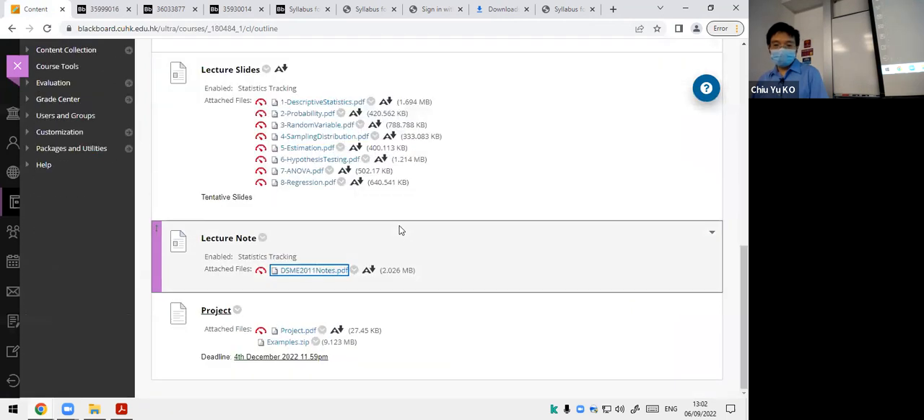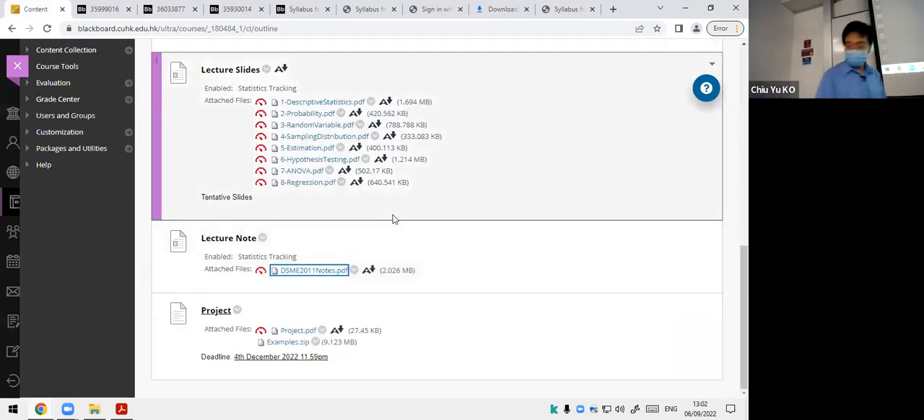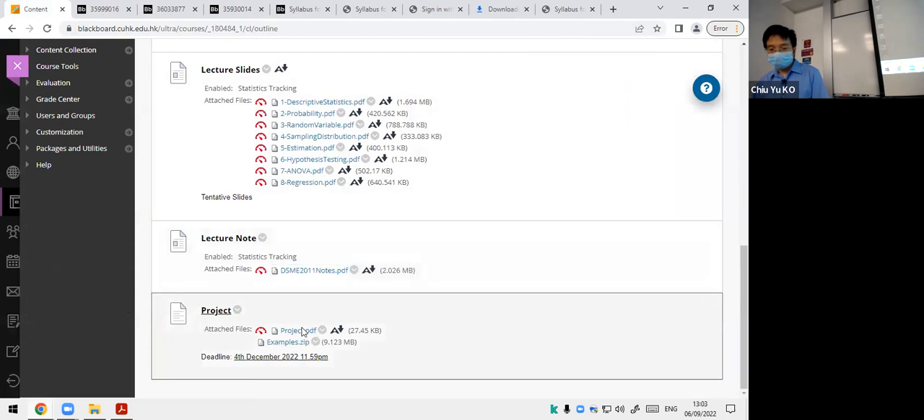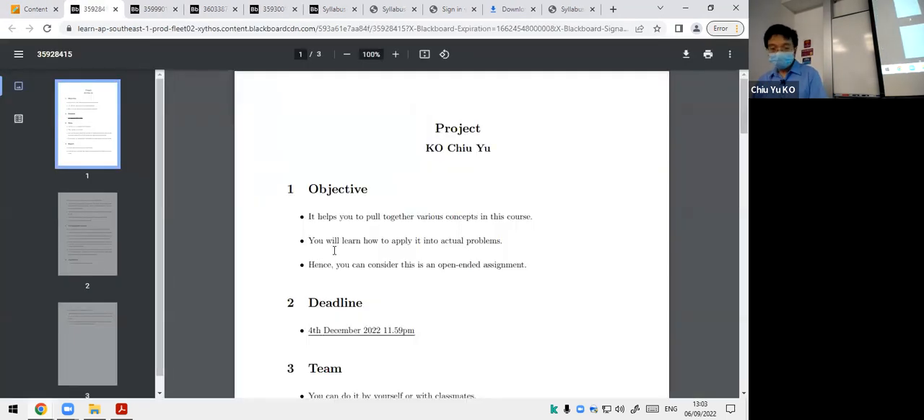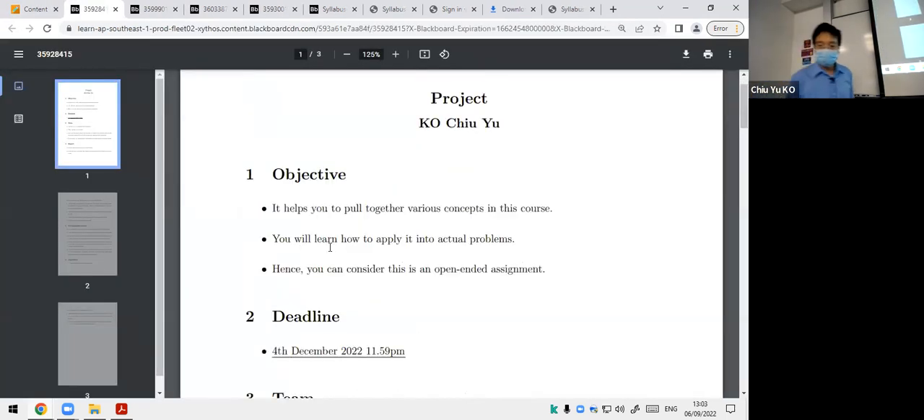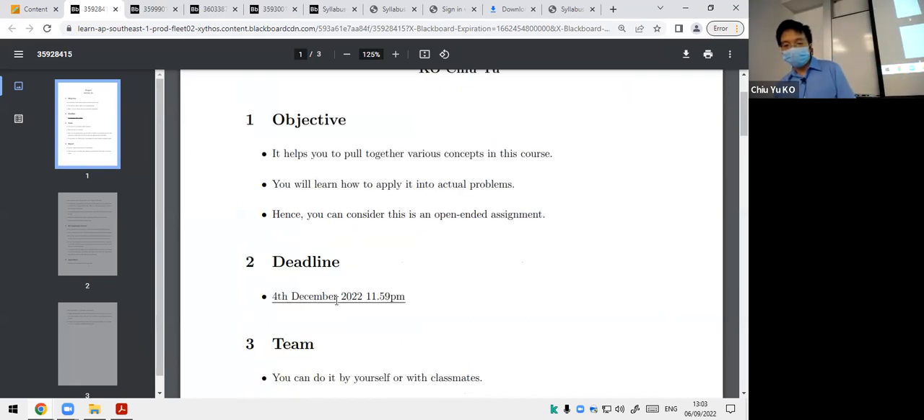And the last thing I want to go over is the projects, which are worth 20% of the grade. As I said, that will be the most useful thing in this class, because once you do it, you learn how to apply the technique. Although I call it a project, you can consider it an open-ended assignment. And the deadline will be the 4th of December.